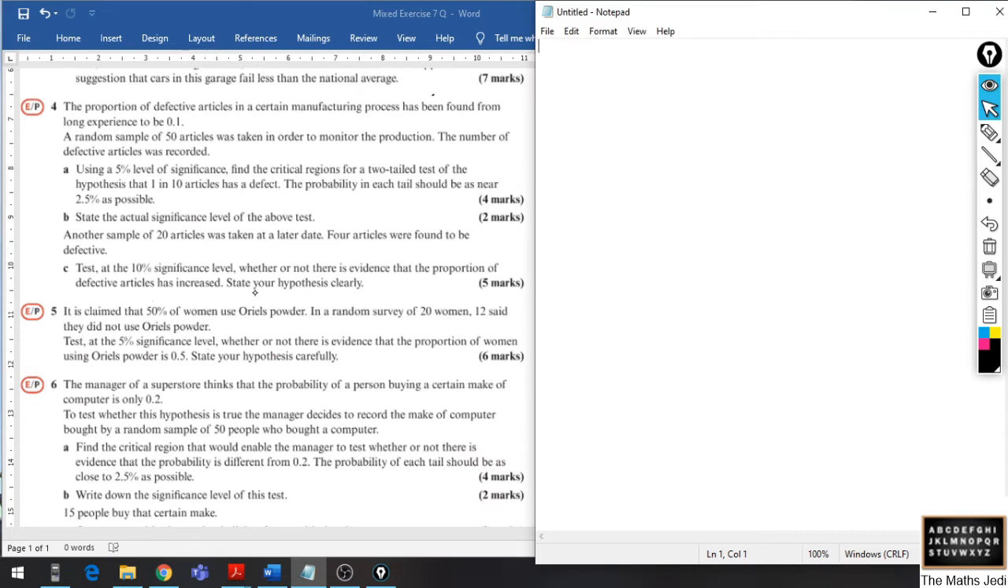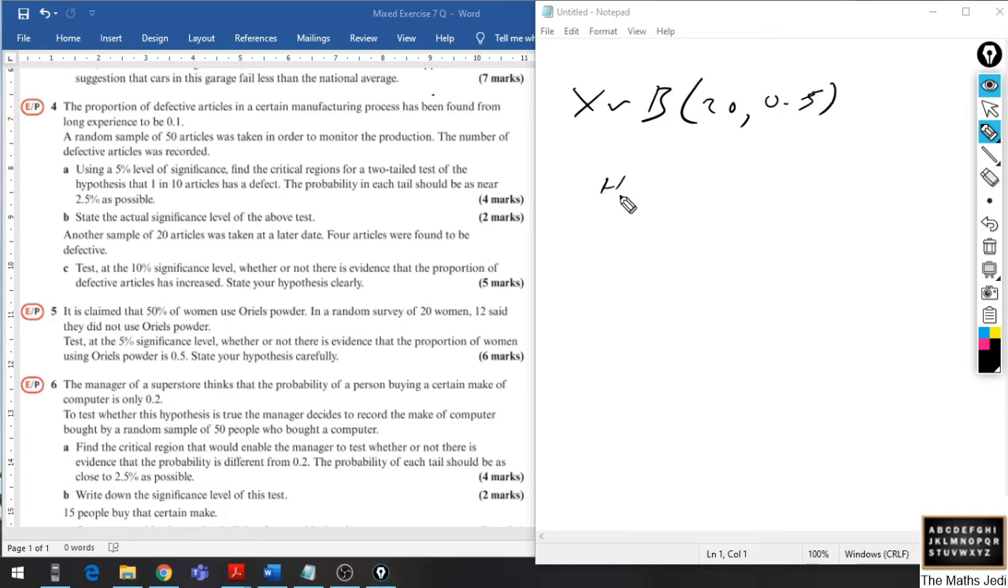which is question 5. This is actually comparatively quick compared to that previous one, so we're going to look at that real fast. It says it's claimed that 50% of women use Orioles powder. In a random sample of 12 women, 12 said they did not use Orioles powder, so that's 8 women that do. Test at 5% significance level whether or not there is evidence that the proportion is 0.5. Because it says proportion, it's going to be a two-tailed test here, again covered in the previous video. So what distribution are we looking at? Again, binomial, a binomial distribution of size 20, and we're testing whether its proportion is 0.5. So that's what we're looking at here.